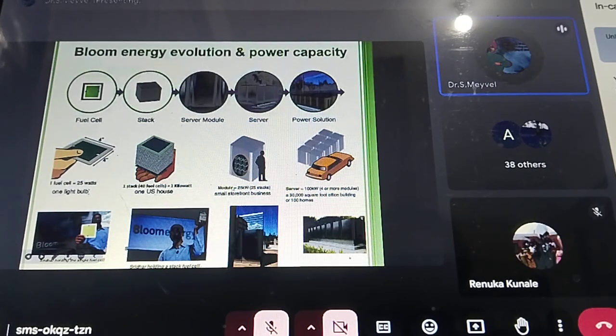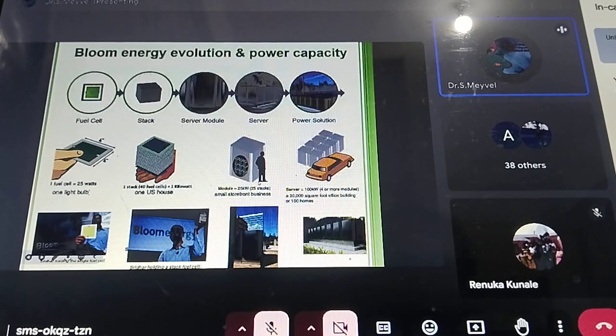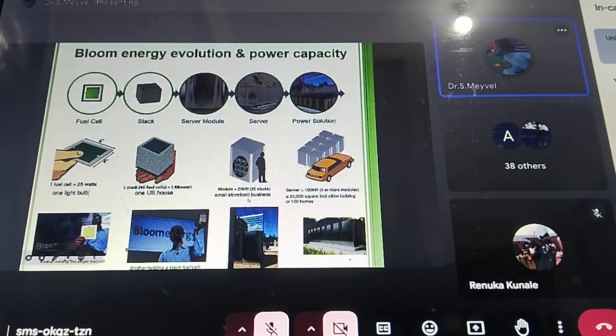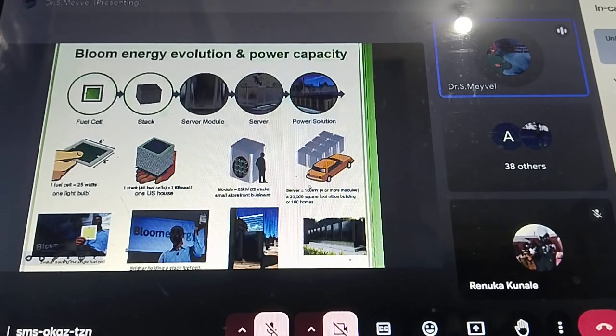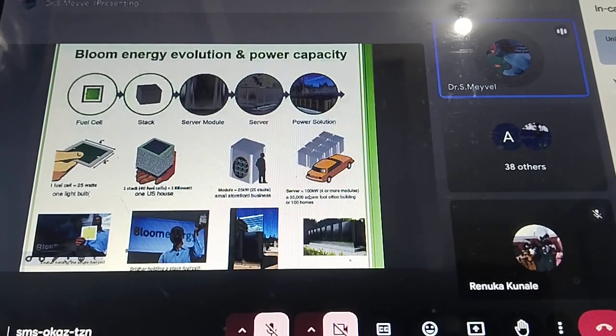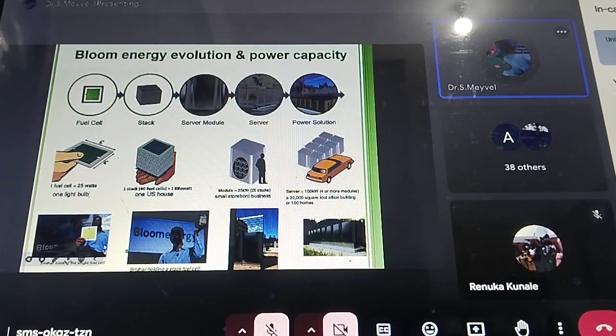And next one is the single module producing 25 kilowatts, which can power a small store and business. So next is the server. The server producing 100 kilowatts can power a 30,000 square feet office building or 100 US homes. Sridhar is holding the single fuel cell and then the stack and then the server. Next, finally, is the module.